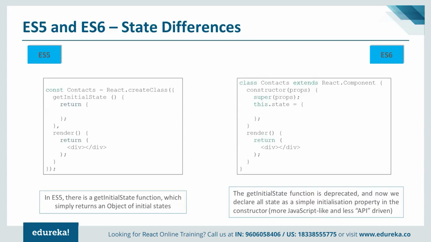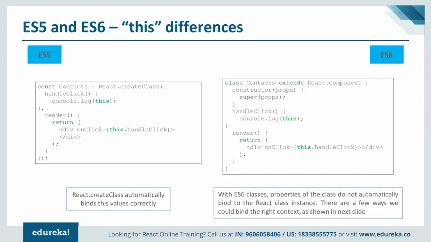The third difference, the state differences. Earlier in ES5, we had a method called getInitialState where we used to declare the initial state. In ES6, getInitialState has been deprecated, and now we declare all state in a simple initialization property in the constructor itself. So I'll say ES6 is more JavaScript driven and not API driven now. The other difference is related to this: this.handleClick, which we used to put in the render function, we can now put in the constructor.